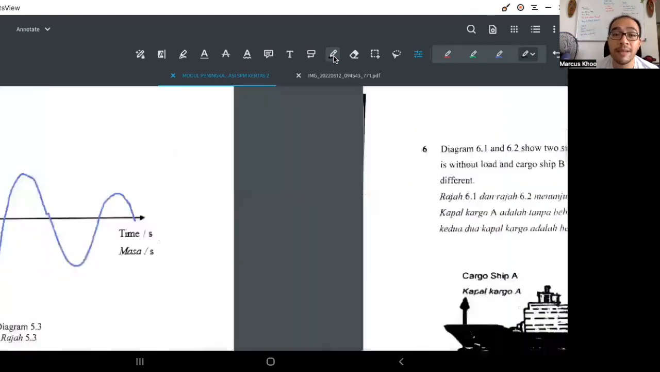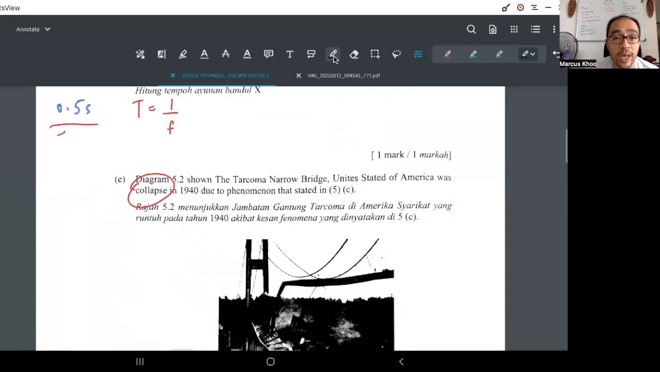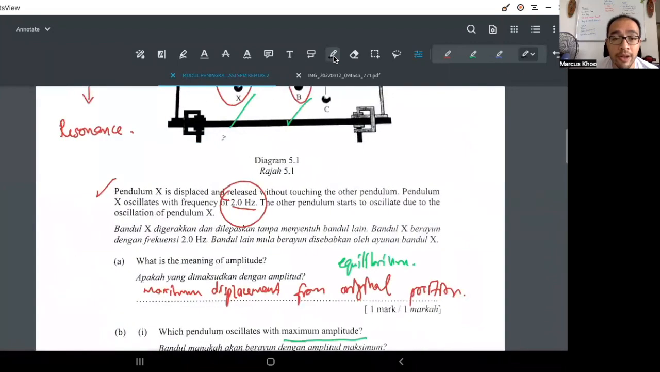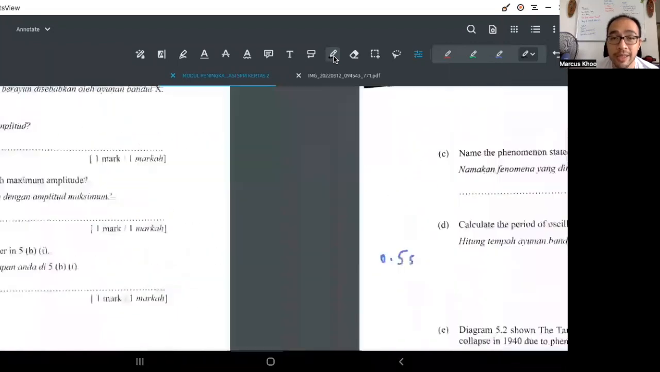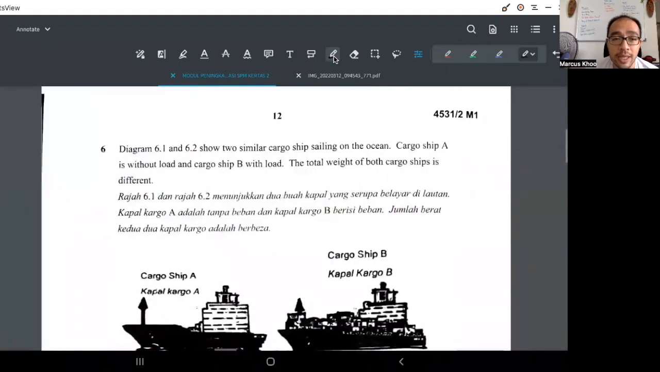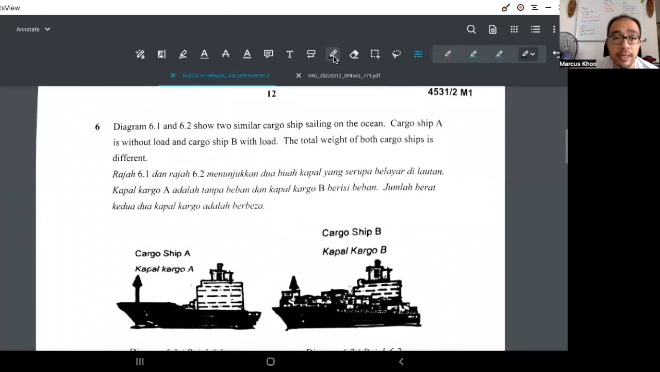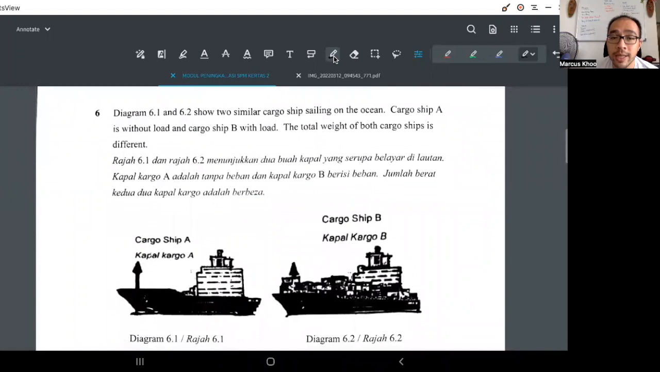Tiada soalan perbandingan bulan ni kan? They ask you to explain, but there's not really a comparing question here. Oh, could be like this. Okay, anyway, number 6. 6.1 shows 2 similar cargo ships sailing on the ocean.